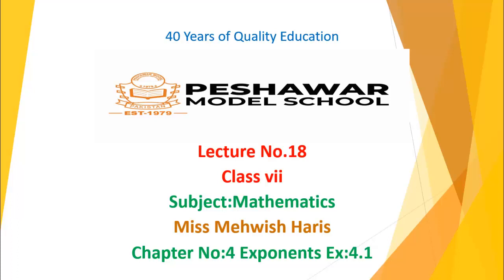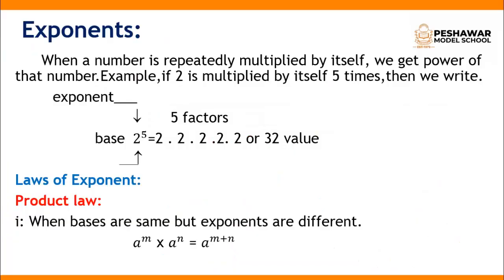It's our 18th lecture, and in this lecture we have to start our chapter number 4, and the name of this chapter is exponent. So my dear student, you already know about this topic, exponent. The word exponent means when a number is repeatedly multiplied by itself, we get power of that number. For example, if 2 is multiplied by itself 5 times, then we write it like this. So 2 power 5 means 2 multiplied by 2 multiplied by 2 multiplied by 2 multiplied by 2, which is equal to 32. So now in this example, 2 is known as base, 5 is known as exponent, and 32 is known as its value.